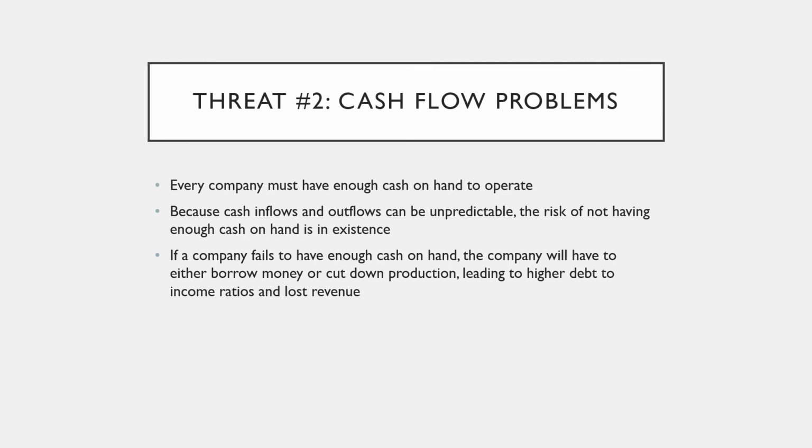If a company fails to have enough cash on hand, the company will have to either borrow money or cut down production. If they borrow money, this will lead to unfavorable ratios. It will lead to a higher debt to income ratio, which can cause you not to be able to get loans later down the road that you actually might need. It can also lead to lost revenue. If you have to cut down on production, you're not going to sell as much, you're not going to make as much, and that can lead to lost revenue. So having worse financial ratios and lost revenue is not good. And again, there are controls put in place to limit the risk of cash flow problems, and we're going to discuss those later.